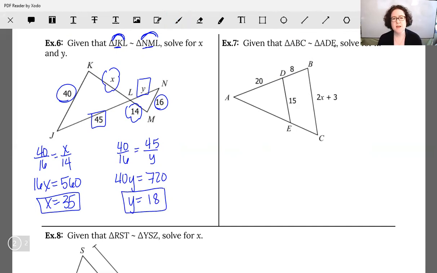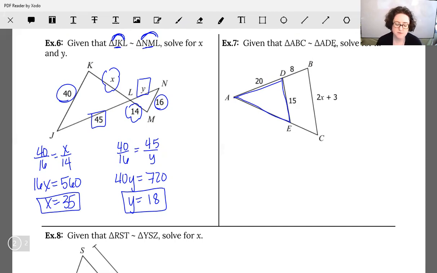Okay, then 7 and 8 are a little different. So we do technically have 2 triangles in disguise, but what's happening is we've got a smaller triangle overlapping a larger triangle. So a lot of times in these cases, I find that I either have to label the diagram very clearly, or I want to redraw my 2 triangles. So in this case, I already have my small triangle, and let's do this by actually redrawing our triangle. So I have my small triangle ADE, which already has 2 sides labeled.